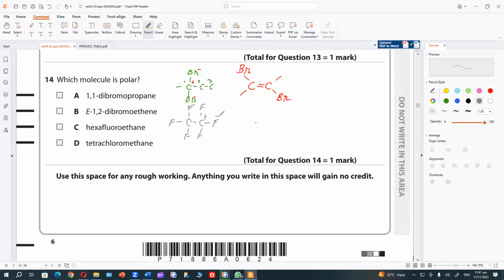Tetrachloromethane, CCl4. The C-Cl bond is polar. Carbon is electropositive, chlorine is electronegative. The C-Cl bond is definitely polar.